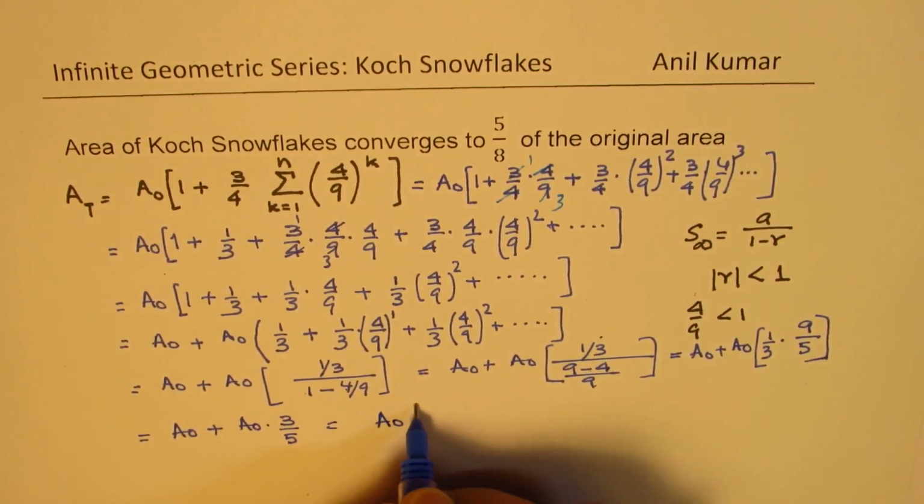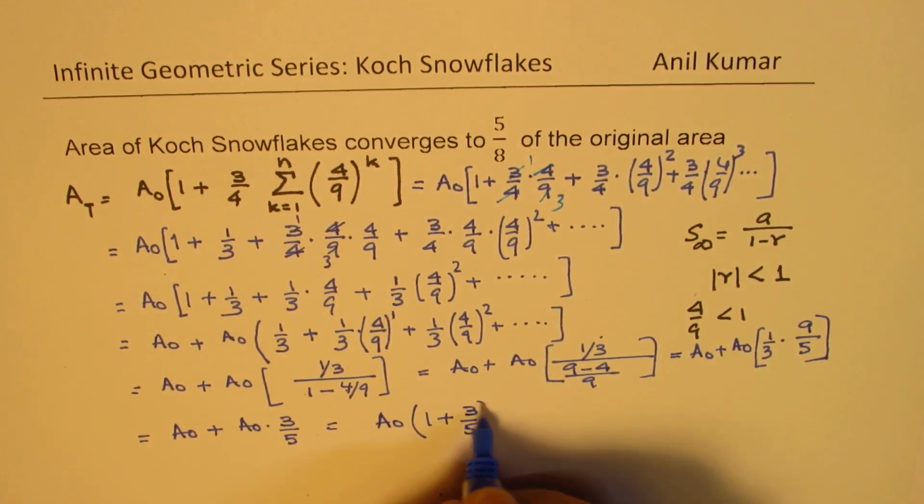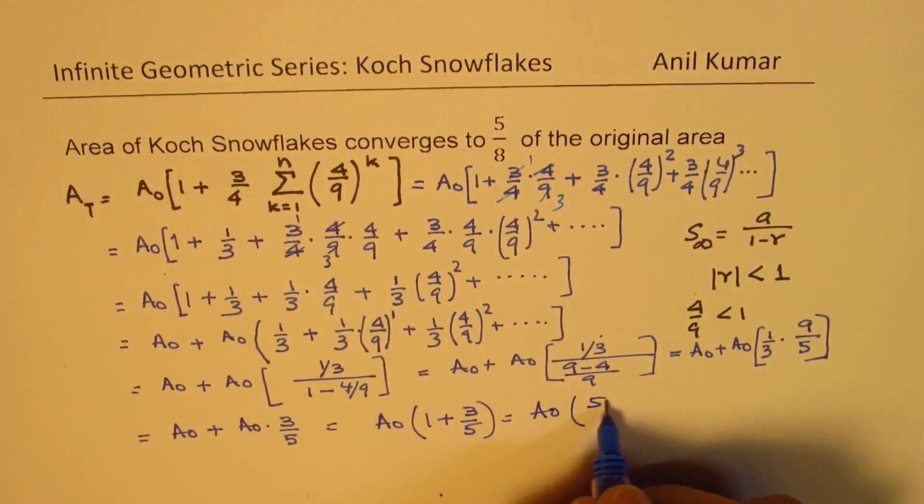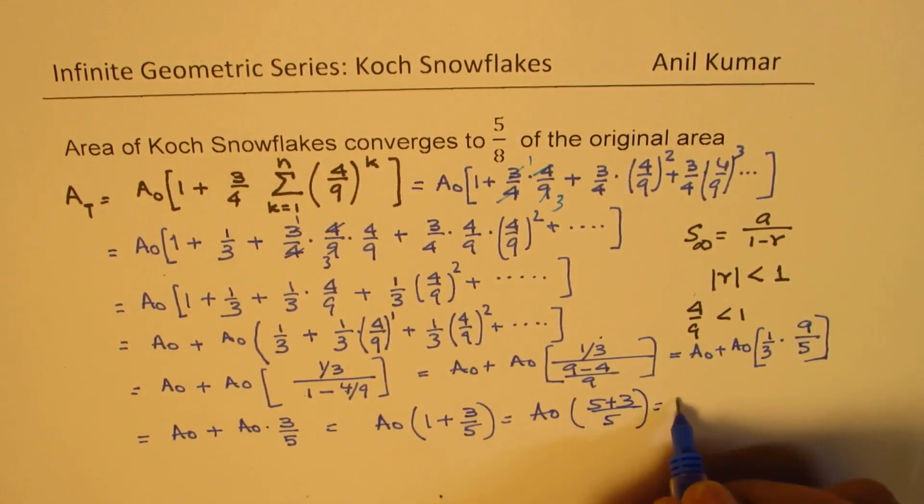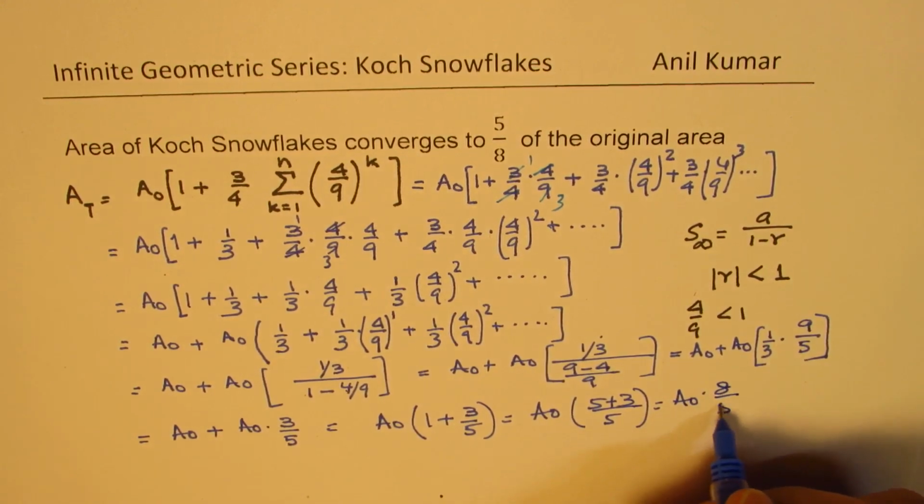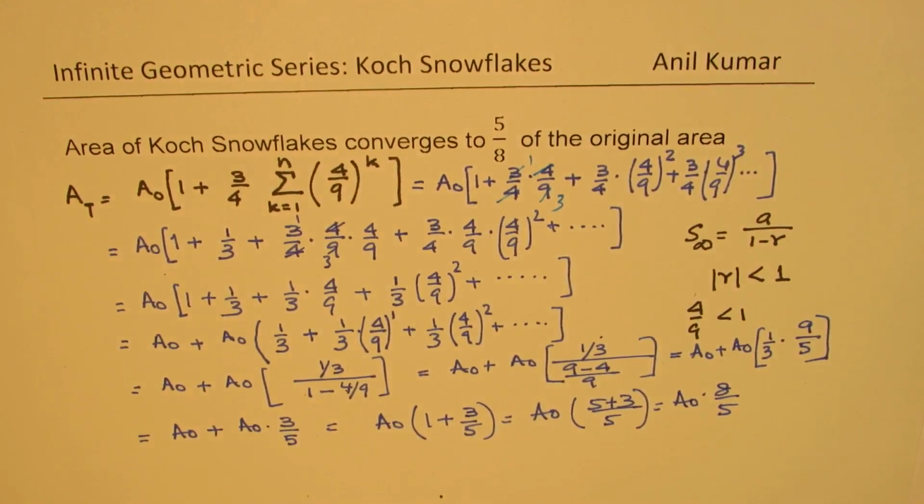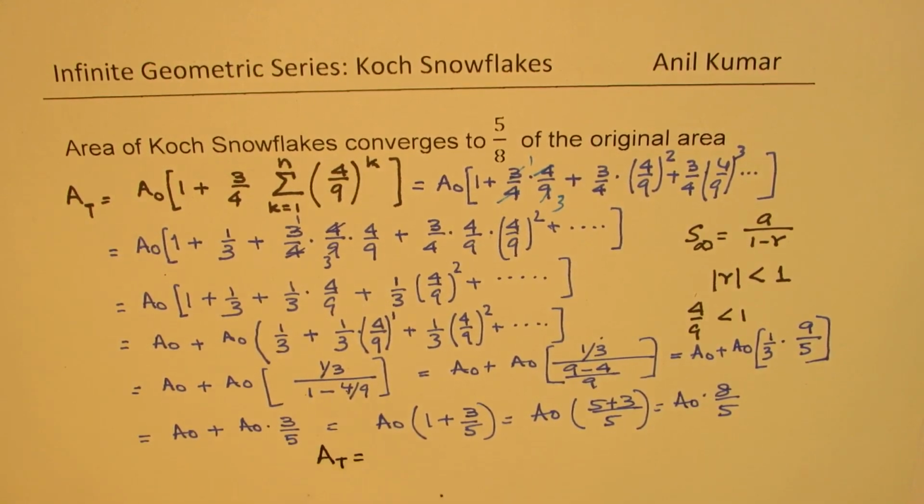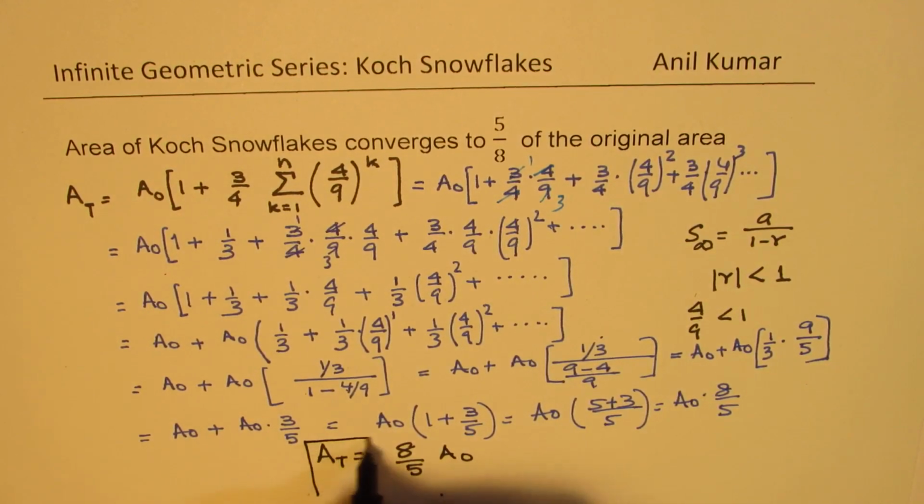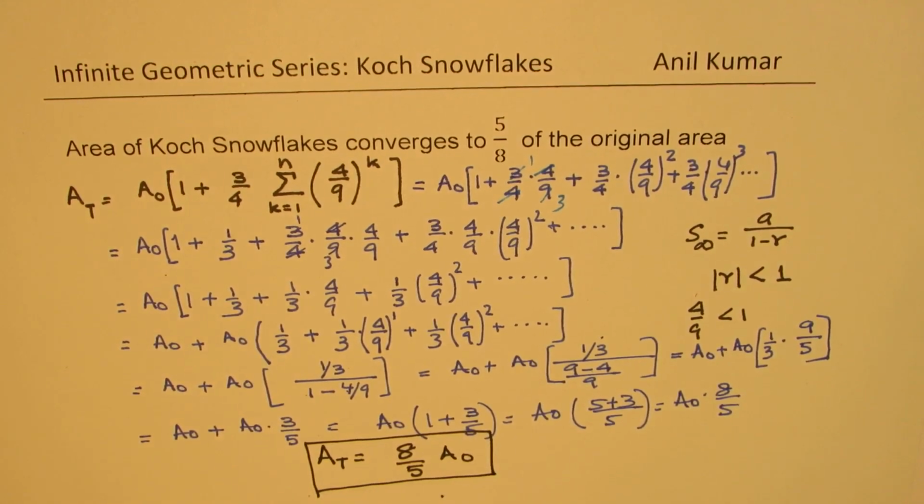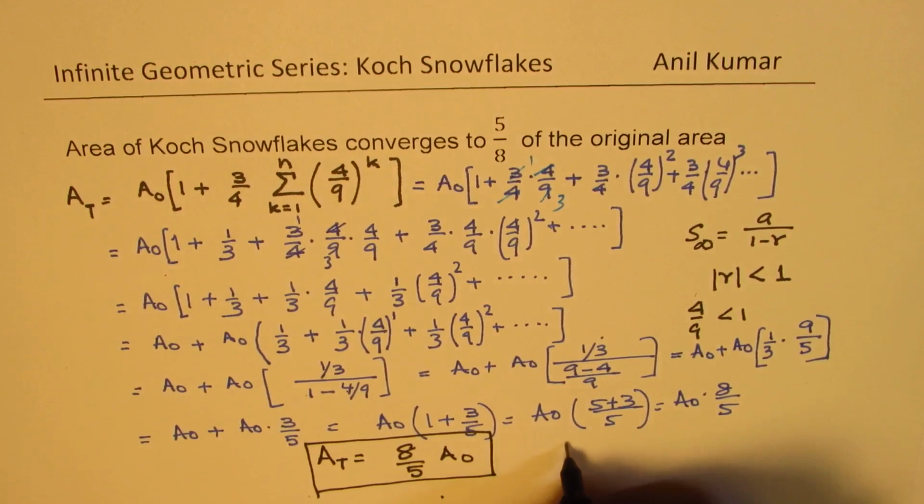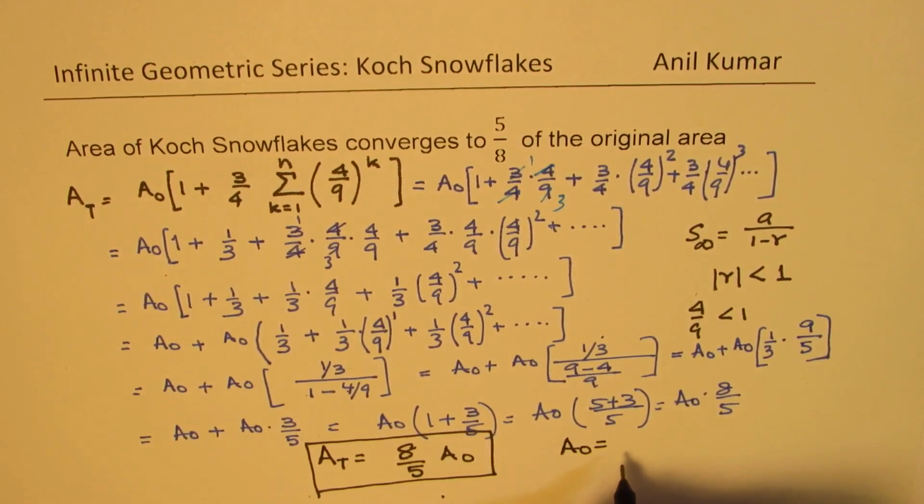So we get the original area common, and you get 1 plus 3 over 5, which is equal to A0 times 5 plus 3 over 5, or equal to A0 times 8 over 5. Does that make sense to you? Which says that the total area now is equal to 8/5 of the original area A0. Is that clear to you? We also calculated that the original area A0 in this particular case was equal to square root of 3 over 4 x squared, where x was the side length. Is that clear to you?